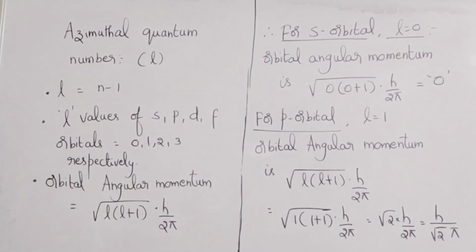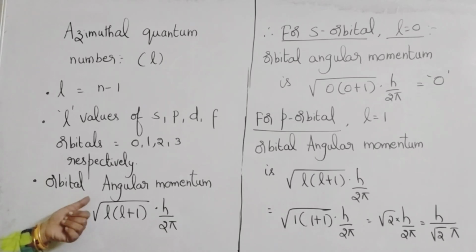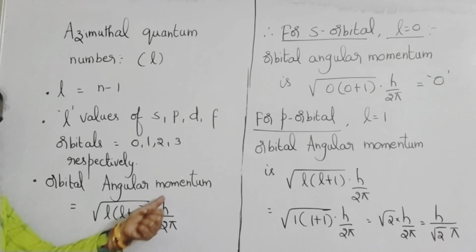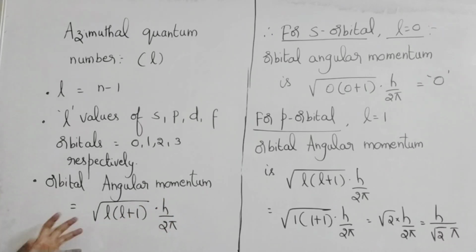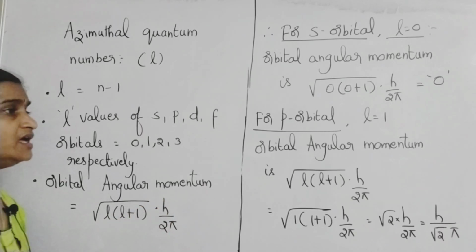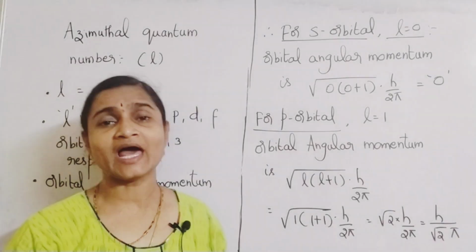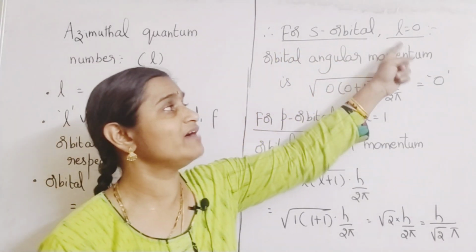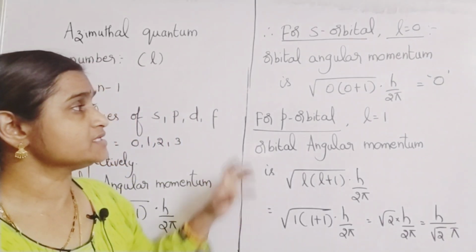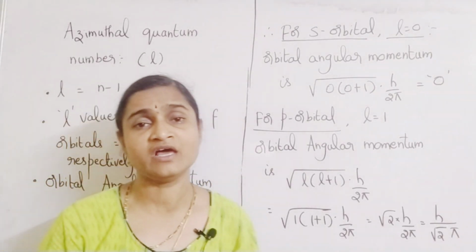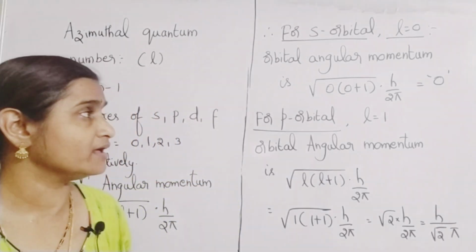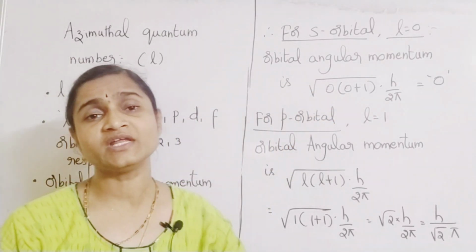Okay, so for them also angular momentum will exist. And that angular momentum is given by the formula square root of L into L plus 1, into h by 2 pi. So if you calculate angular momentum of s orbital, for s orbital L value is equal to 0. So orbital angular momentum formula, if you apply root L into L plus 1 into h by 2 pi, in place of L, what are you keeping here?